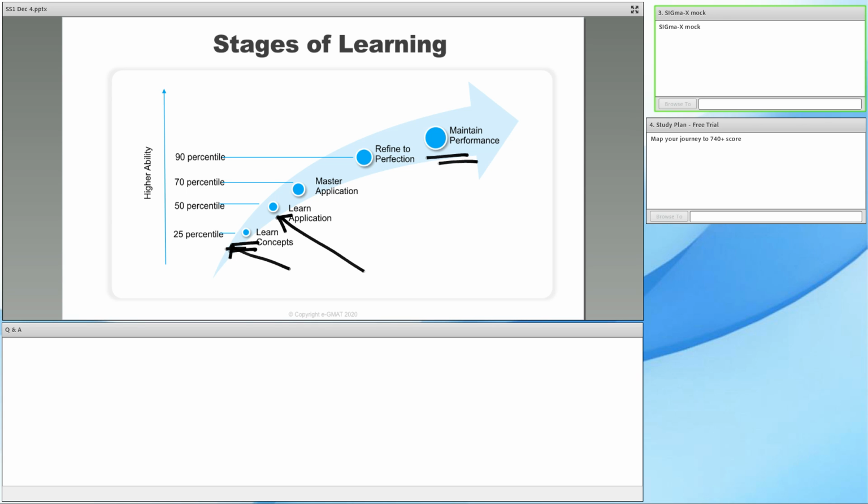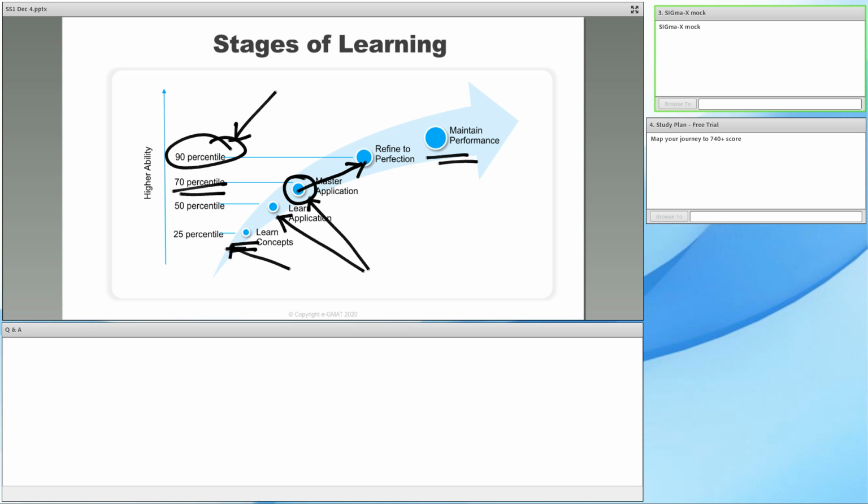Now, when you master that application, which means you get efficient at applying those concepts and all of those steps, that's when you get to that 70th percentile. Even at this point, you have certain gaps, which is where, when you use data-driven feedback and fix those gaps, which is what we call refined to perfection, that's when you get to that 90th percentile. This is that 750, 760 stage.